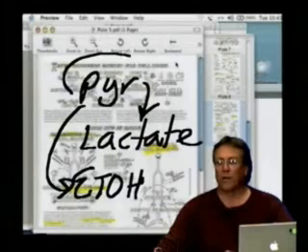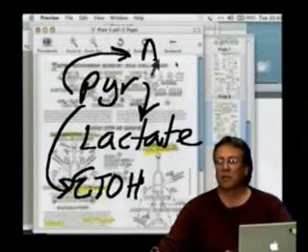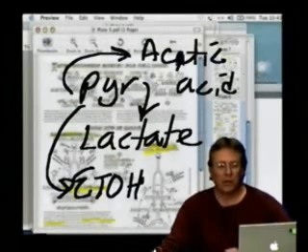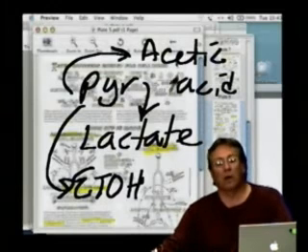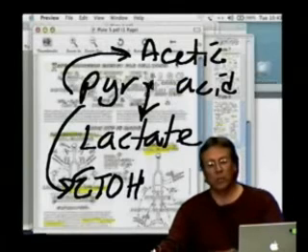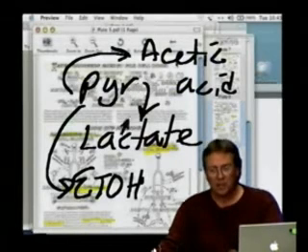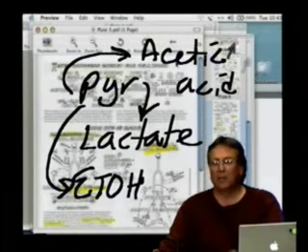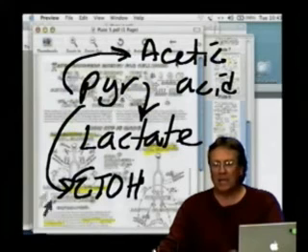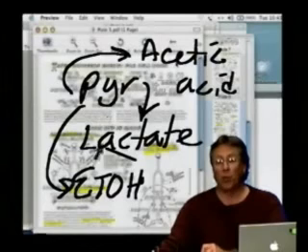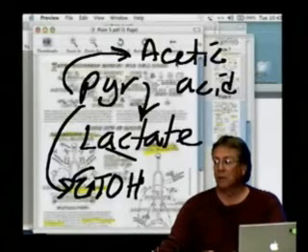Other microorganisms will take pyruvate and convert it to acetic acid or vinegar. Historically, the drive to study the biochemistry of anaerobic metabolism was driven by the wine industry. Louis Pasteur was hired as a chemist to study why so many bottles of wine ended up as expensive vinegar and not as drinking wine. And it turns out it had to do with the microorganisms that were given the sugar.